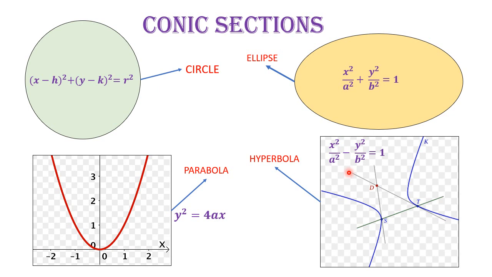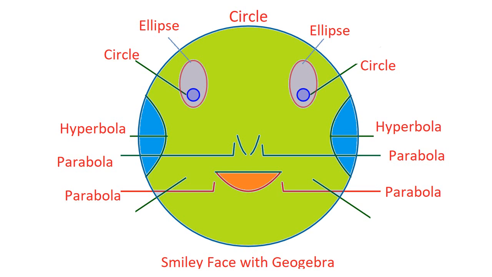Now, with the help of all these mathematical equations, we make a smiley face on the GeoGebra, and this smiley face directly integrates all the conic sections with the art. At the end of this project, we got such type of smiley face on the GeoGebra. This smiley face directly integrates all the conic sections like circle, ellipse, hyperbola and parabola with the art. So this is called an art integrated project on conic section.